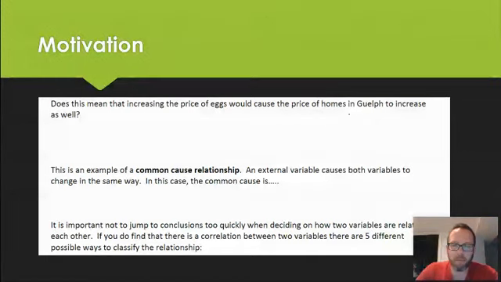That's silly. What this is an example of is a common cause relationship. This is not a cause and effect. Increasing the price of eggs doesn't increase the price of homes. That's really silly. Instead, there's a common cause that's causing both variables to change in the same way. That's causing both variables to increase. In this case, the common cause is inflation.